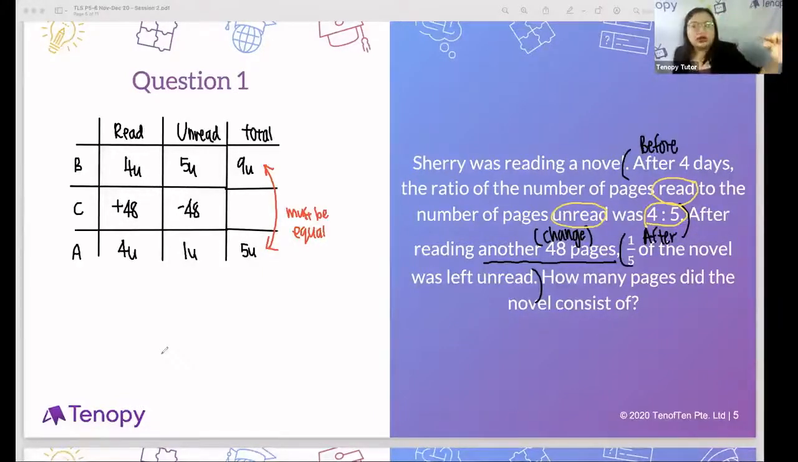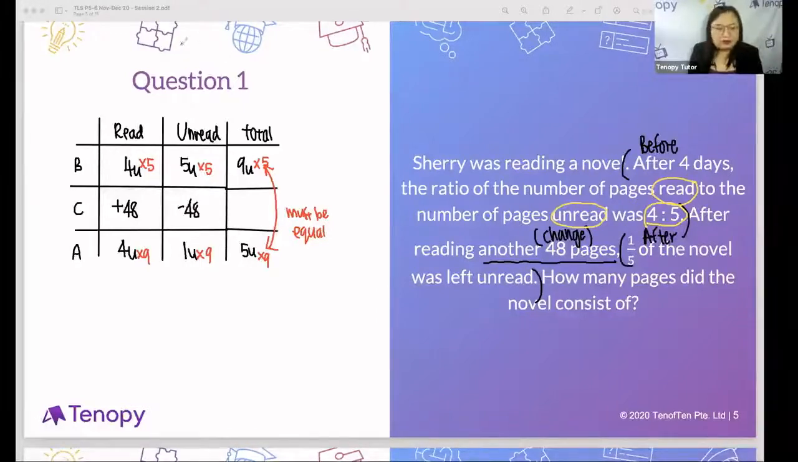So on each of the columns, I want to change my total to become 45. So on the top row, to make 9 become 45, I have to multiply by 5. So everything along the same row will have to multiply by 5. Whereas for the bottom, to make 5 become 45, I want to multiply by 9. So the whole row multiply by 9. Clear? Okay, so let's compare any one of them. You can either compare the read or the unread. It's fine.